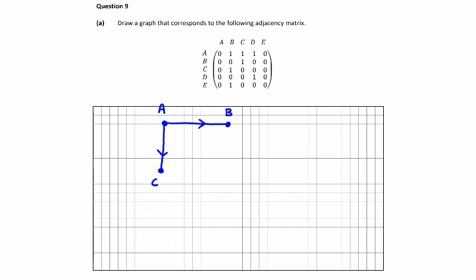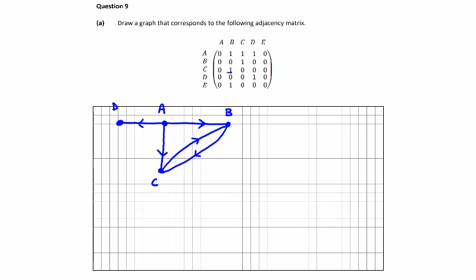D, what's D's relationship? D just goes to D, so I can put A to D maybe in this direction. A to D. And then A doesn't go to E. B just goes to C. C goes to B once. It doesn't go anywhere else.